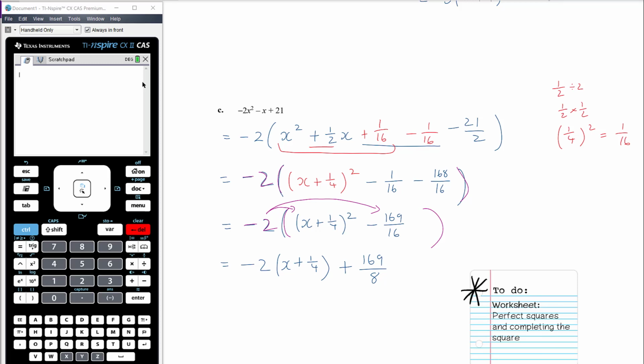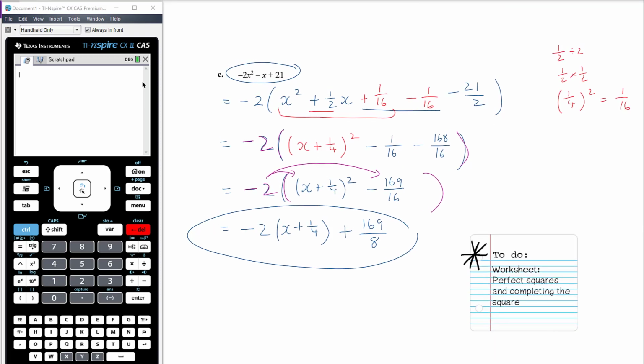Okay, so we've taken our original quadratic and now written it in this form by completing the square. So the work today is on a worksheet, just focusing on the process of completing the square, and then in the next video we'll have a look at, once we've completed the square, how it's a useful method for solving a quadratic equation.